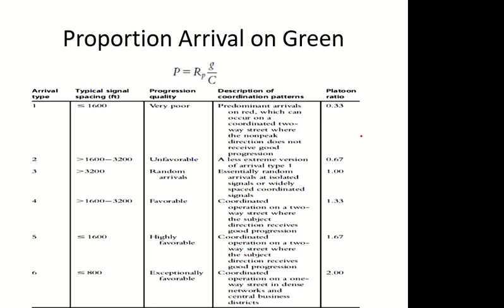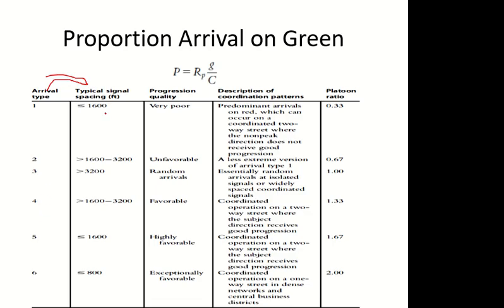From where do we get RP? We have this table. We just need to focus on the first two columns. These two columns give us the value. The remaining is an explanation of what it means. You can see different arrival types are given: 1, 2, 3, 4, 5, 6.